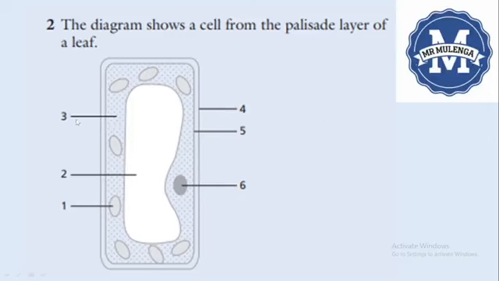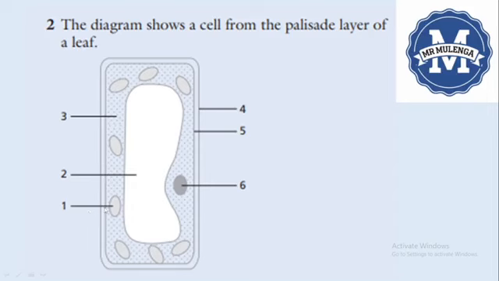In this presentation, I want us to revise a very simple question that is coming from cell organization. The question reads, the diagram shows a cell from the palisade layer of a leaf. This is the diagram showing the cell. We have parts 1, 2, 3, and also structures labeled 4, 5, and 6. Here we need to identify these parts labeled 1, 2, 3, 4, 5, 6.